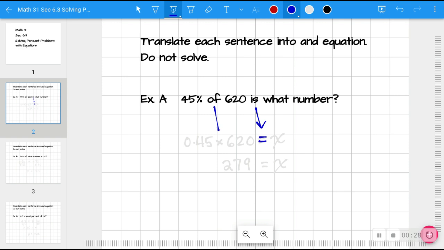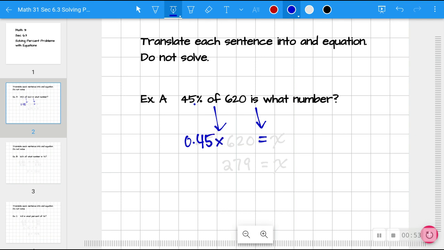And the of means multiplication. Now there's a number of ways that we can show that multiplication, but it'll always be multiplication where it says of. The other thing you need to know is that when it gives you a percentage, you have to convert it to decimal by moving your decimal 2 places to the left. So currently it's behind the 5, and when you move it to the left 2 spots, you get 0.45.